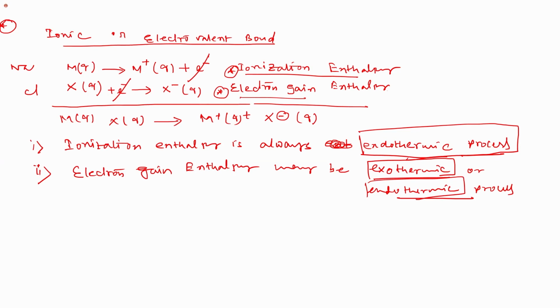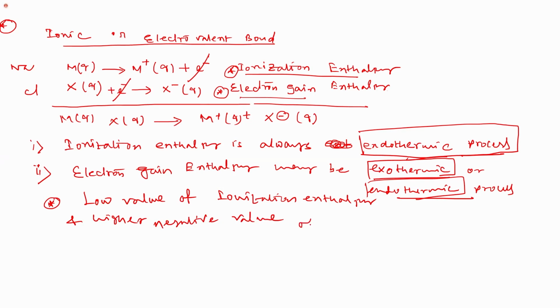So the low value of the ionization enthalpy and the higher negative value of the electron gain enthalpy favor the formation of an ionic bond. So the comment is that a low value of ionization enthalpy and a higher negative value of electron gain enthalpy favor the formation of an ionic bond easily.